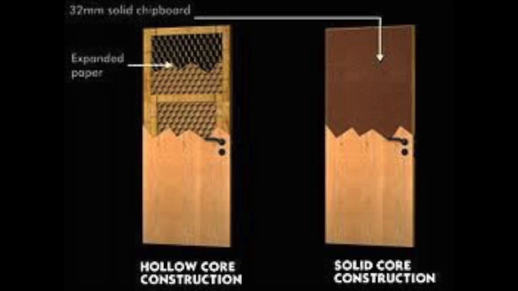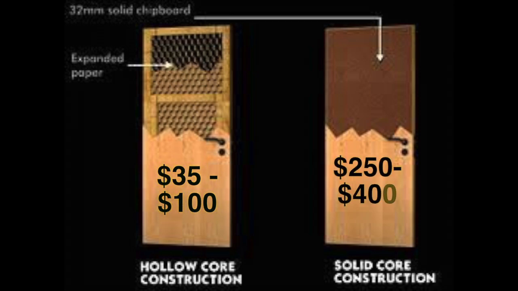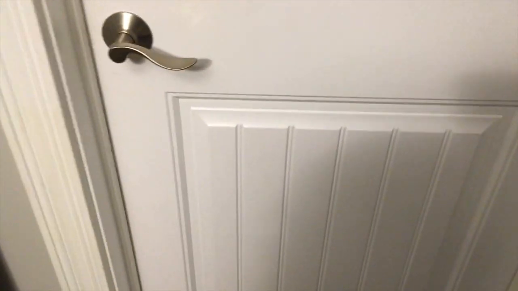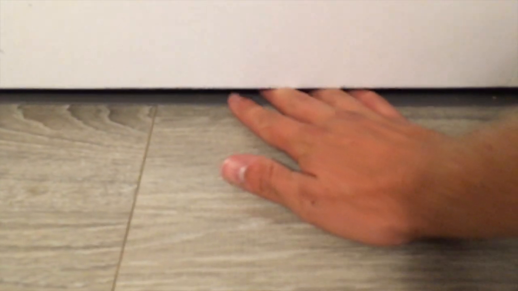A hollow core door that you would typically have inside a home will cost you around $35 to $100. A solid core interior door, however, will cost between $250 and $400. But if you only need one, it's something to look at. Swapping the door will not be enough to stop noise from coming through this big rectangular gap. You will also need to make sure that the bottom of the door is properly sealed as well.